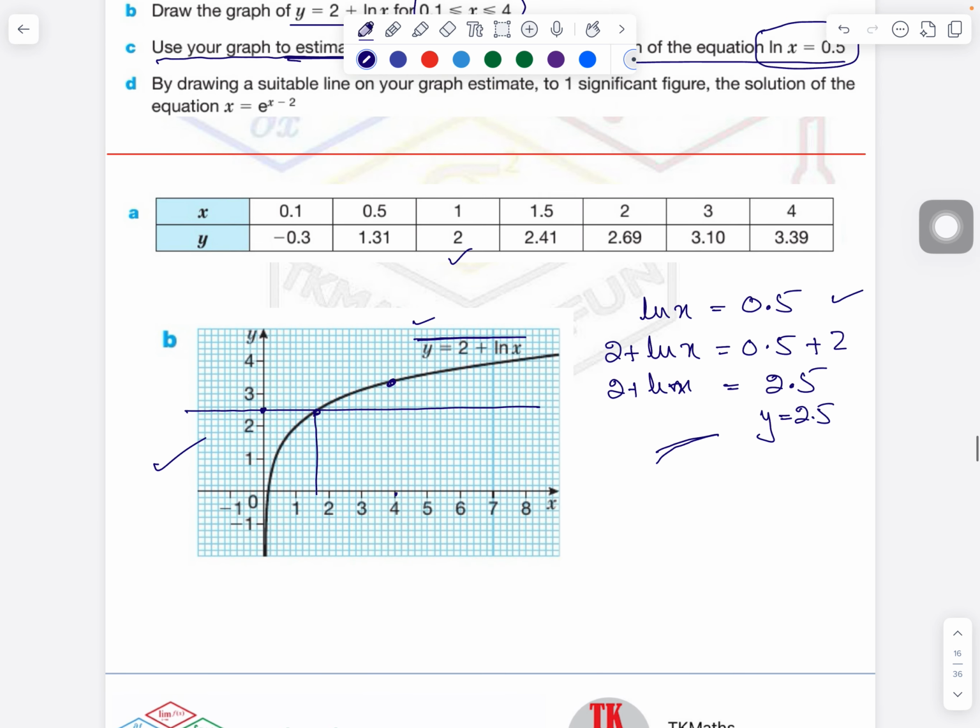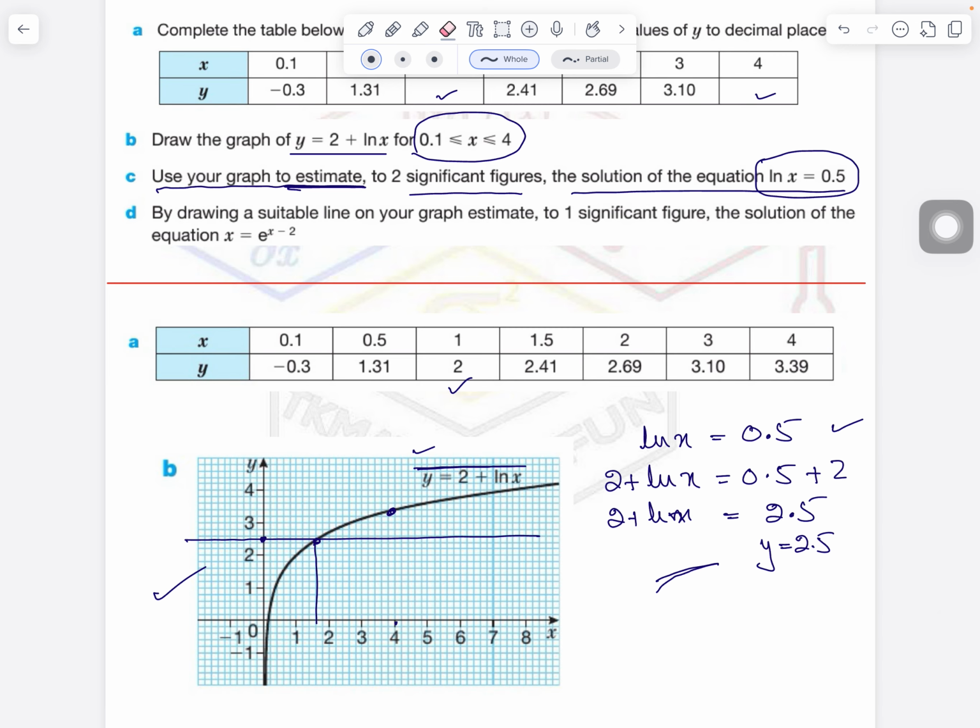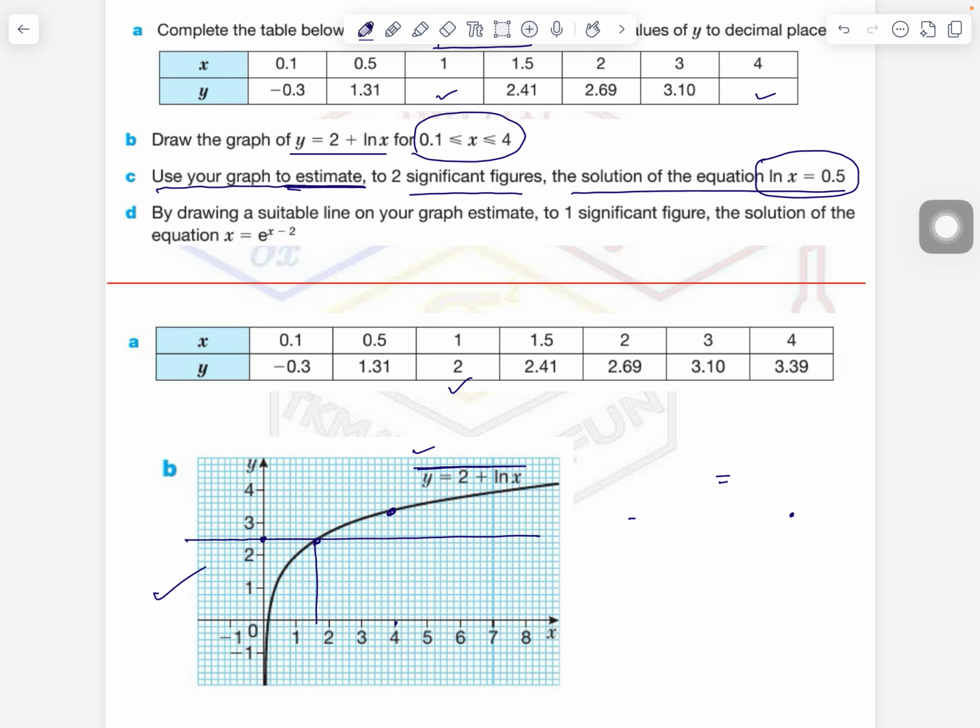Now let's see the last part, D. Let me just erase this. Okay, now the question is again saying, by drawing a suitable line on your graph. So it is a clear hint that you have to draw a line. Right now also you drew a line, which was horizontal, on your graph to estimate the solution. Now again, if I have to use the same graph, then I have to change this given equation into this form, and whatever will be on the other side of the equals sign, that I will plot.